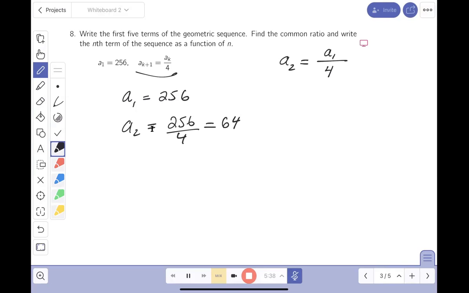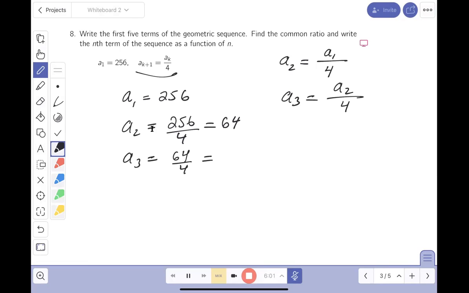All right, let's keep going. And certainly, when I say keep going, I want you to keep going. And if you keep going, you're going to eventually get to something, right? A2 is 64. Let's go to A3. A3, again, I'm looking at the formula, is A2 divided by 4. Well, that's going to be 64 divided by 4.